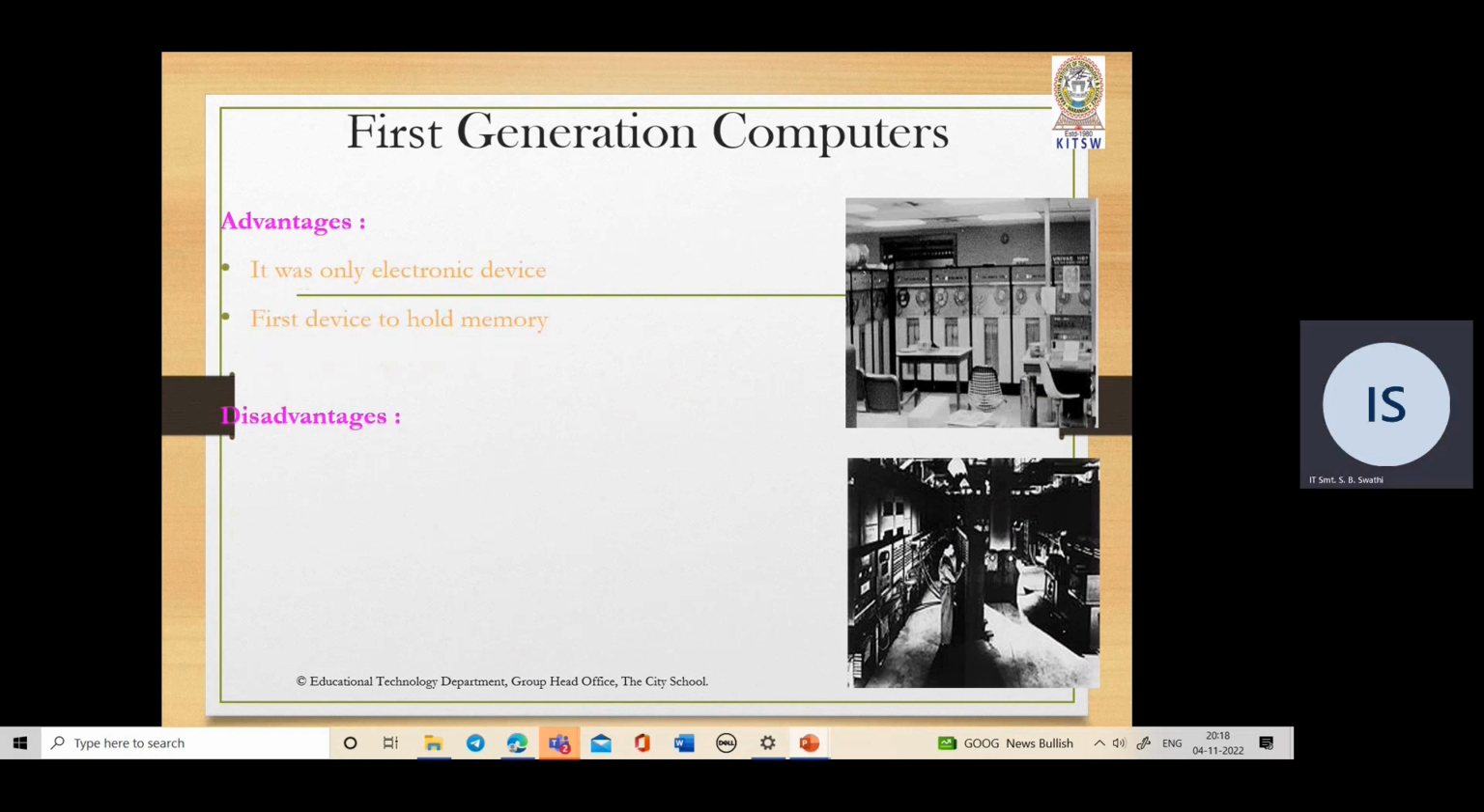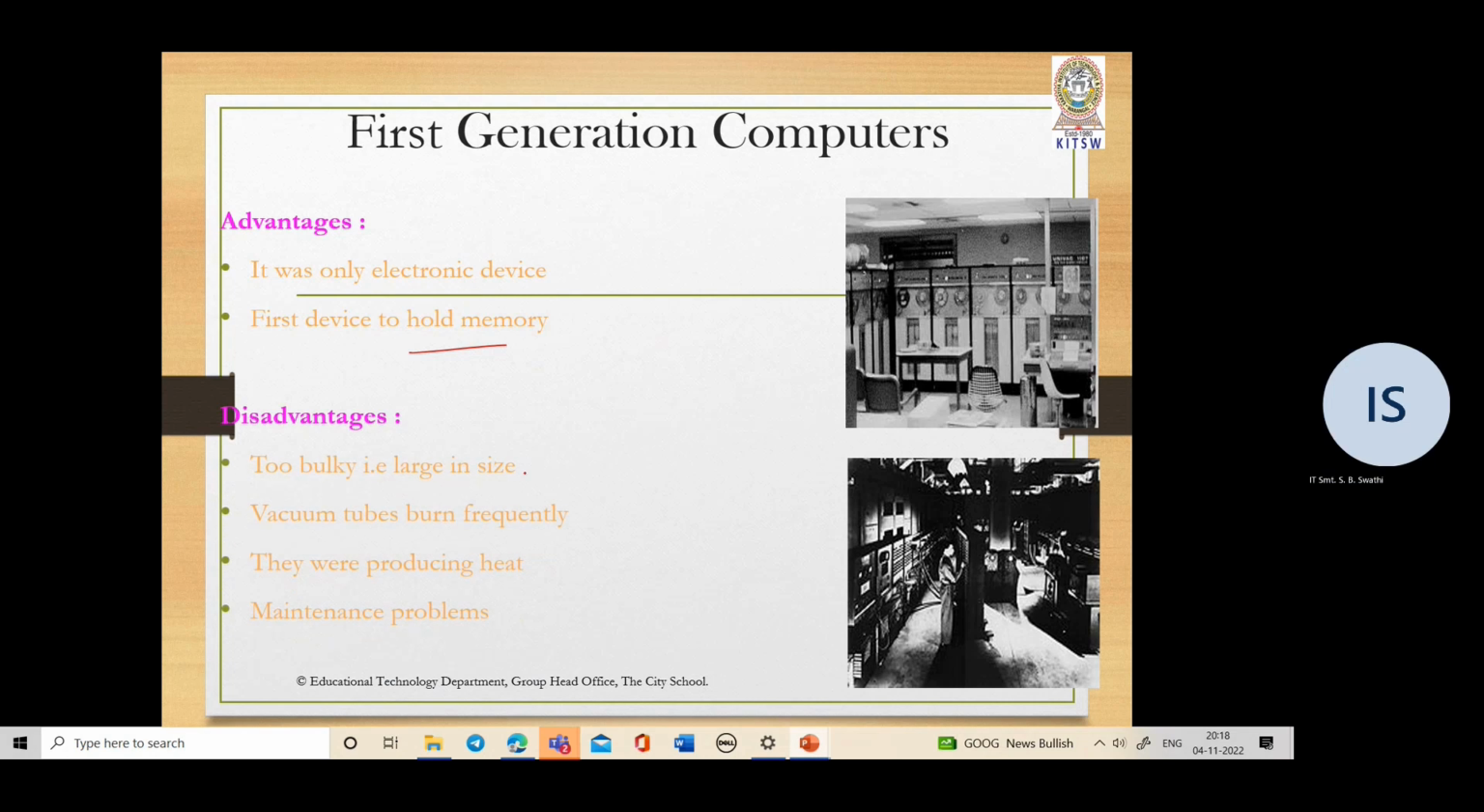Advantages of this: it is an only electric device, and it is the first device to hold some memory. And the drawbacks: to build a computer, it was taking a large space, and vacuum tubes burn frequently. Why? Because they are generating a lot of heat, and the maintenance problem was there.